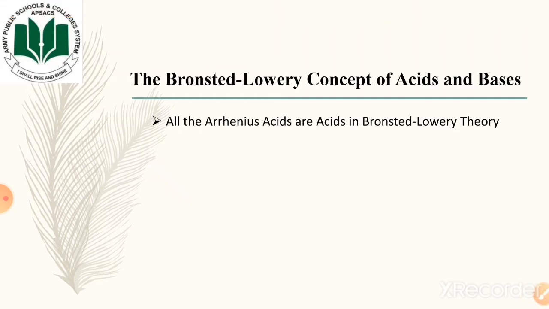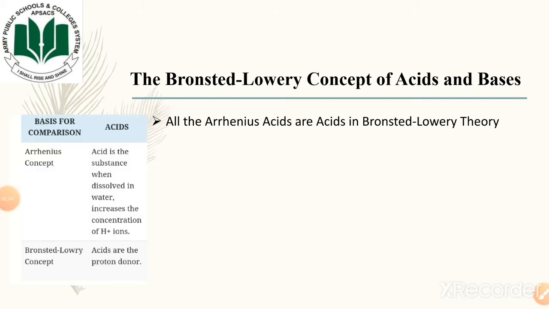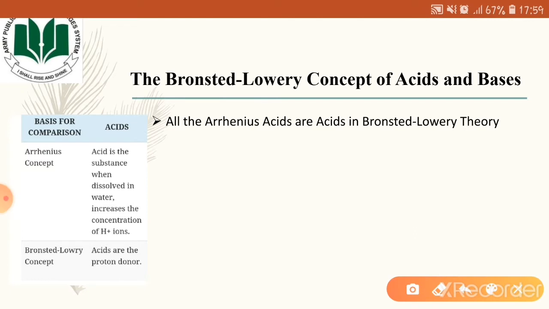Now moving forward, all the Arrhenius acids are the acids in the Bronsted-Lowry theory. For the comparison, we have a table here. According to this table, the Arrhenius concept says that an acid is a substance that, when dissolved in water, increases the concentration of proton ions. And the Bronsted-Lowry concept says that acids are proton donors. So in both concepts, acids are the substances that are releasing hydrogen ions.